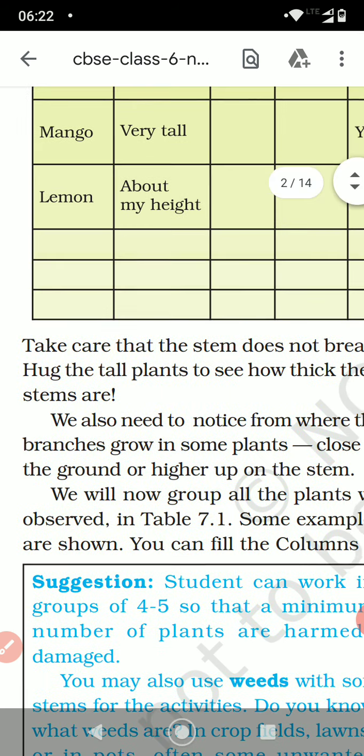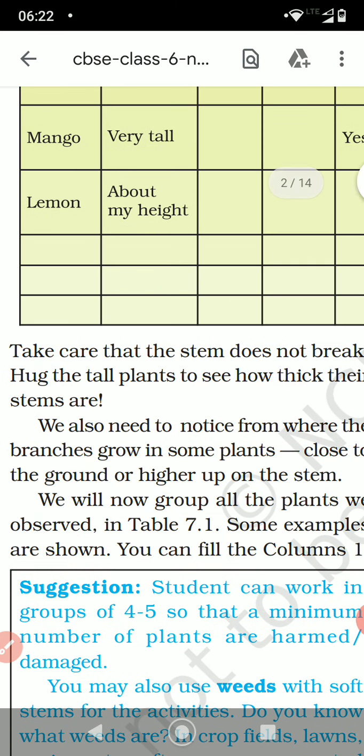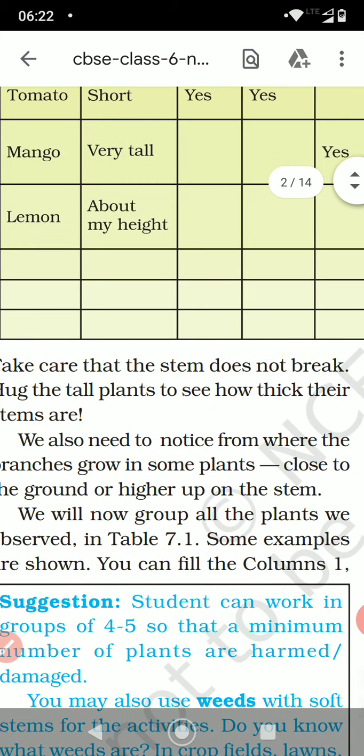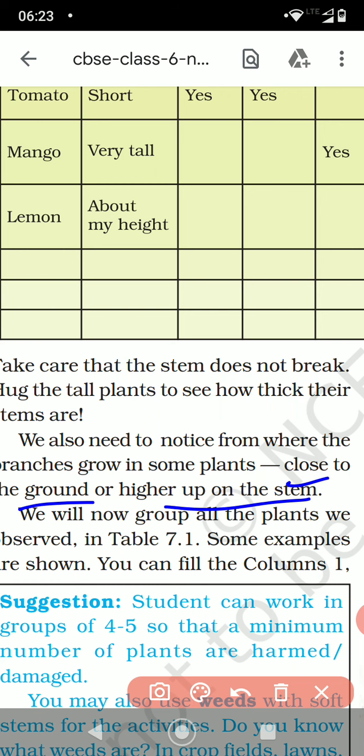We also need to notice from where the branches grow in some plants. Okay, this is very, very important, children, right? We have to see which part the branches grow from, whether it is close to the ground or higher up on the stem.